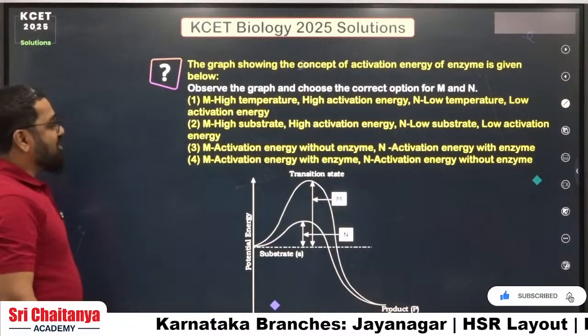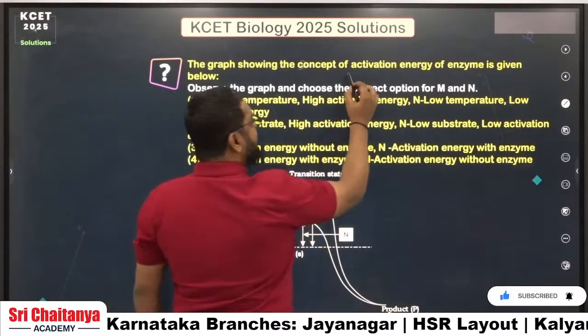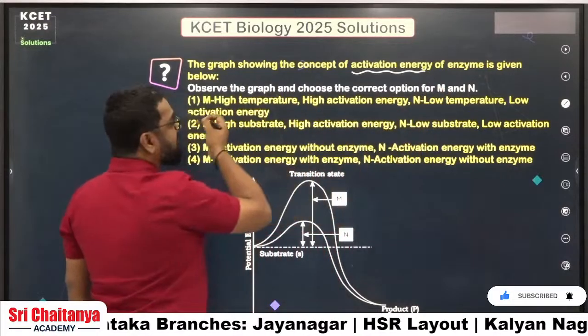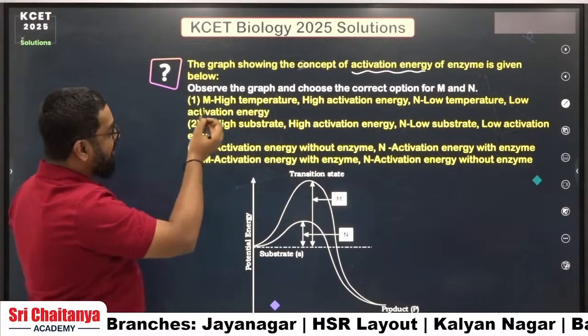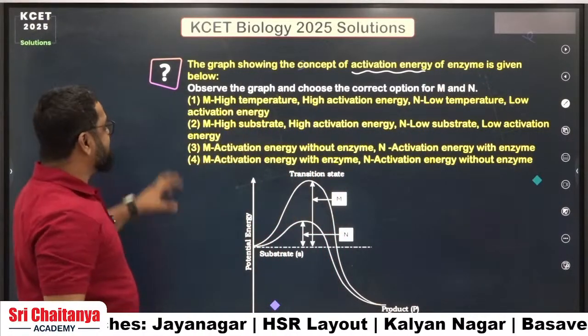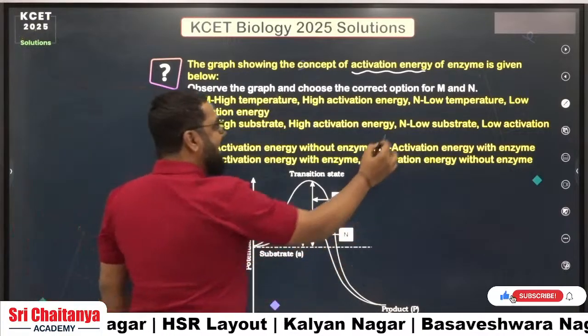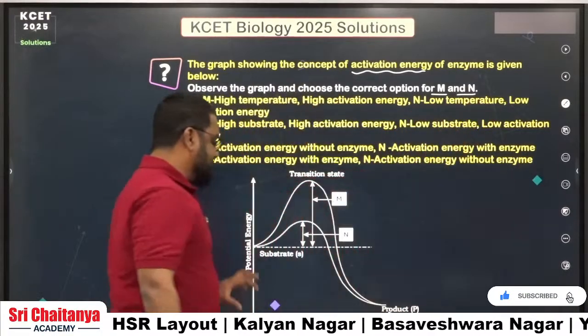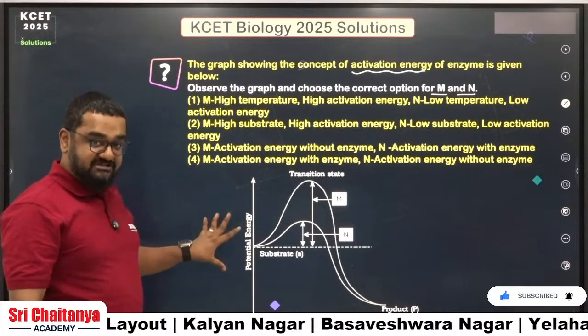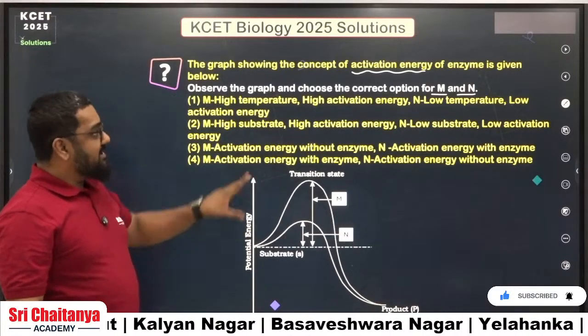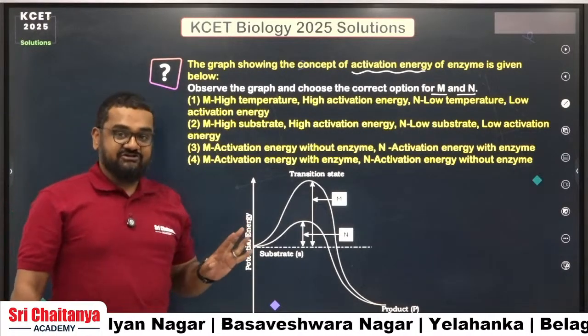The graph showing the concept of activation energy of an enzyme is given below. Observe the graph and choose the correct option for M and N. This is a very relevant graph. All of you have seen this in biomolecules. We already understand the definition of activation energy.